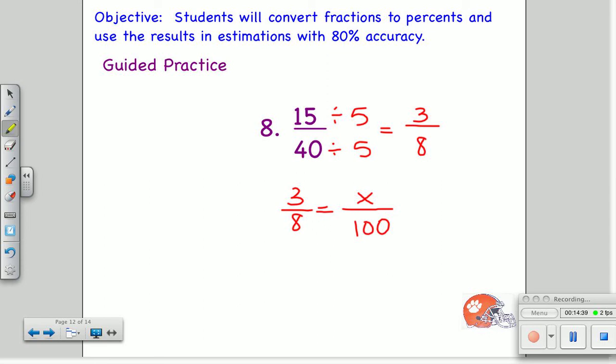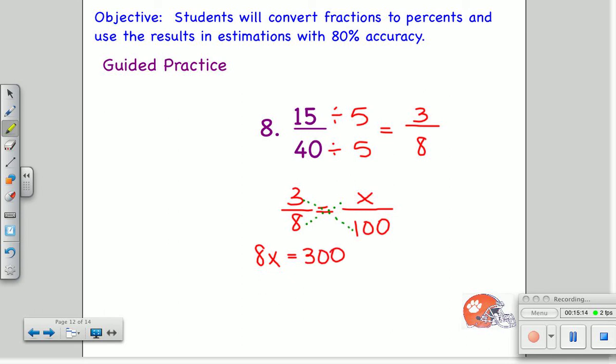Okay, this should take you back a little bit. You might remember these proportions. So I have 3/8. I want to make it equal to some number over 100 because percents are all out of 100. Okay? So to solve this, we cross multiply. So we're going to multiply 8 times x and we get 8x. Then we're going to multiply 3 times 100, and we get 300.